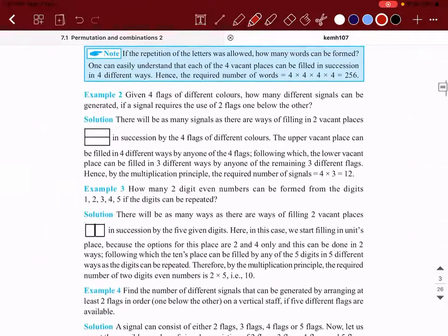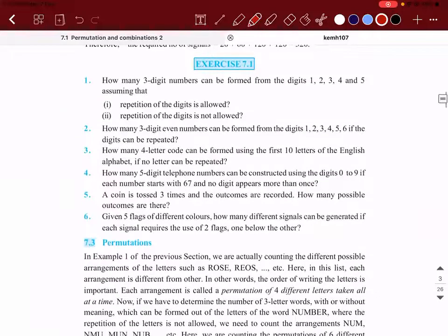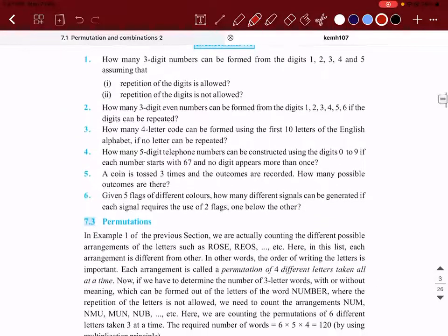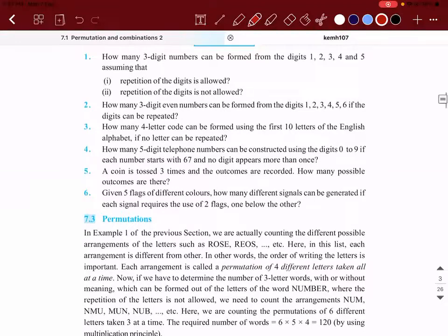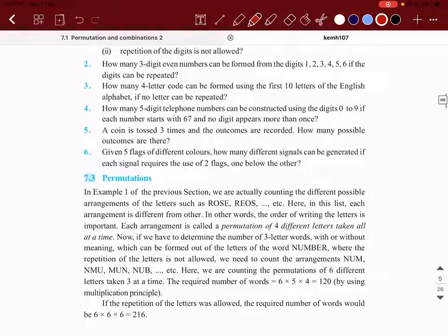Guys, everyone clear? Will you be able to handle this exercise on your own? Is there any problem that has troubled you in NCERT when you tried it? No. Okay, I'm moving on to the next exercise, that is permutations.